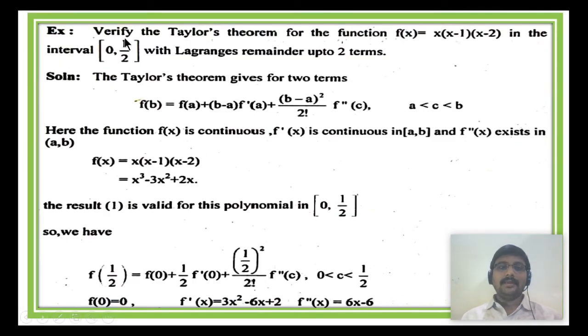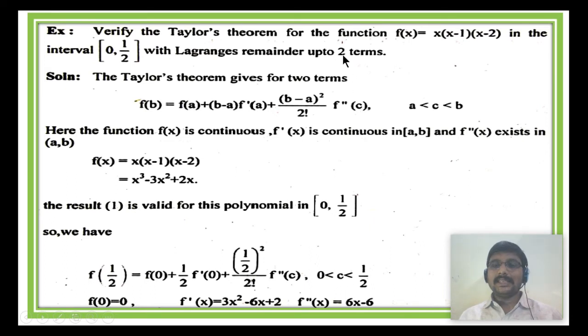Another application, verify the Taylor's theorem for the function f of x is x into x minus 1 into x minus 2 in the closed interval 0 comma 1 by 2 with the Lagrange's form of remainder up to 2 terms. The Taylor's theorem, we have to take the remainder up to 2 terms. So what is the statement here? f of b is f of a first term, b minus a by 1 factorial f dash of a second term, and now we have to take remainder term which is given by b minus a whole power n by n factorial into f nth derivative at c.